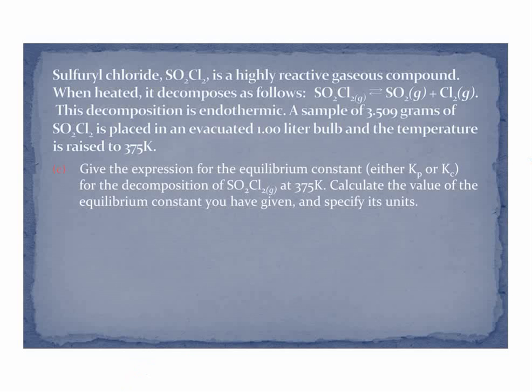Part C says, given the expression, and we're given the luxury of choosing whether we want to do KP or KC. And we need to set it up and calculate the value, both an expression without numbers and the value. You can do this in moles and deal with KC, but you're going to backtrack and do a whole bunch of extra work. If that's the way your mind wants to do this, you are welcome to do that. But I already have all of my equilibrium partial pressures. I would rather set up KP, and then all I have to do is substitute those values in.